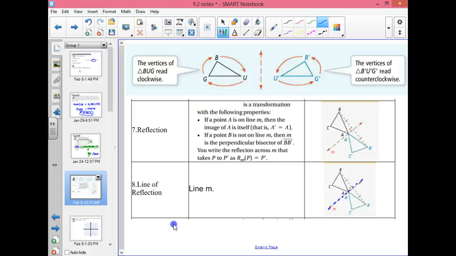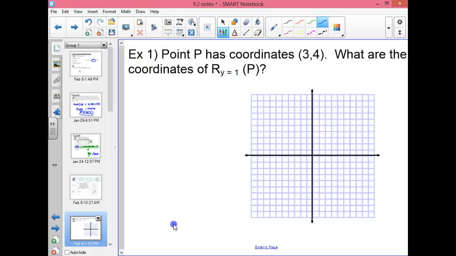All right, let's look at example 1. Example 1 is pretty easy. So we have this point P, it's the point 3, 4. So I'm going to plot this point, 3, 4. Here we go, here's P. And what this notation is telling me to do right here is it's telling me to reflect, that's what this big R means, reflect, over the line y equals 1. We'll talk about where that is. And they're asking us to reflect this point P, okay?